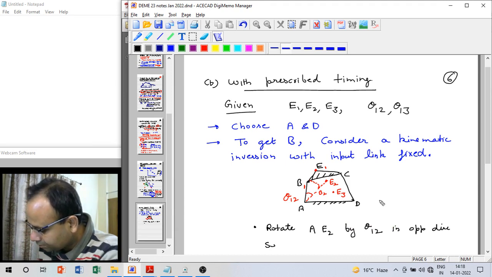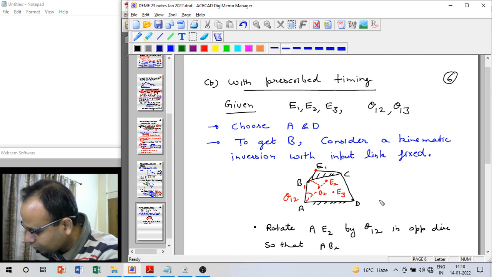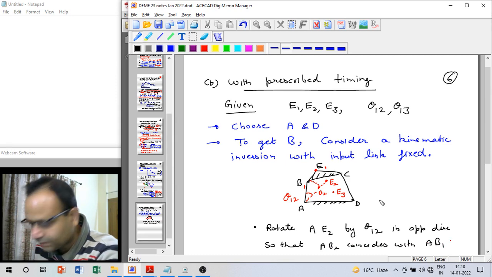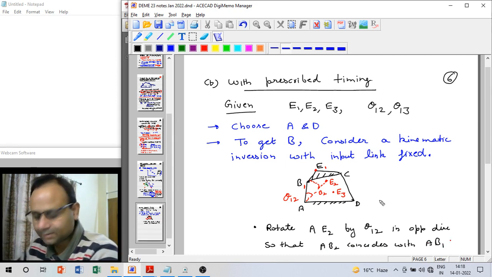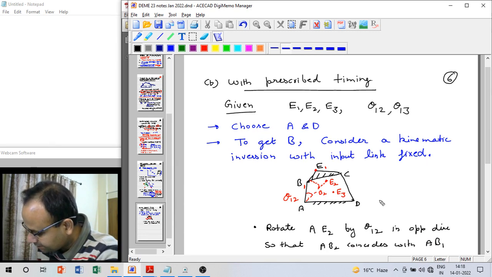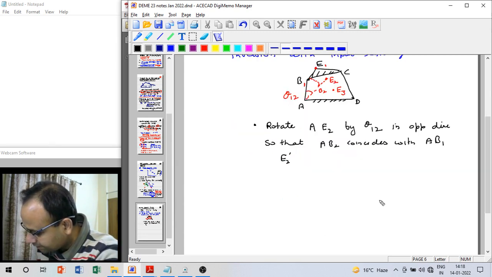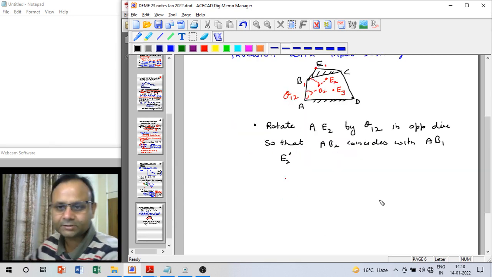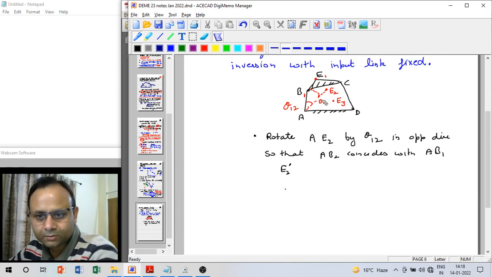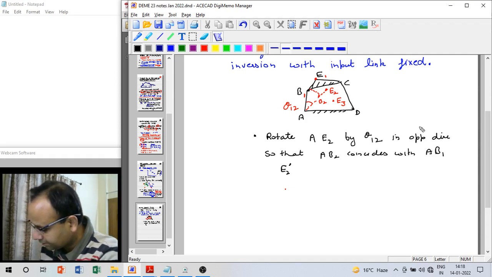so that AB2 coincides with AB1. So effectively your input link is fixed then. Let us call that point E2 dash. You rotate this thing by theta 1 2 in the anti-clockwise direction and you get point E2 dash.